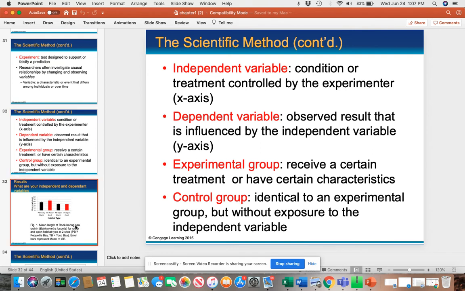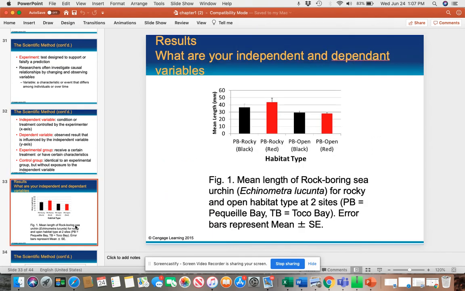So, what does this look like? We usually see this in the form of a graph, a scatter plot, a bar graph in this case. Notice your independent variable on your x-axis, in this case, habitat type. Your dependent variable, what's being measured, is the mean length. Now, what is going on here?